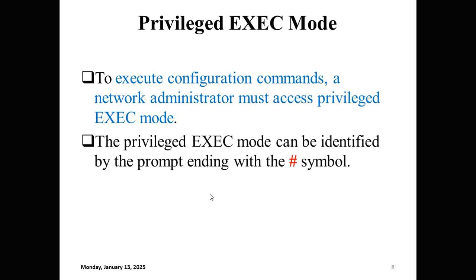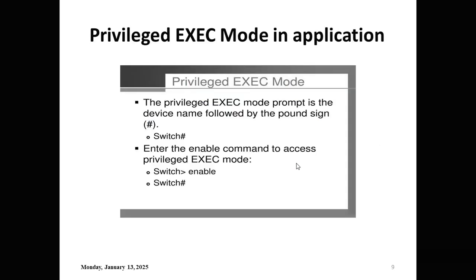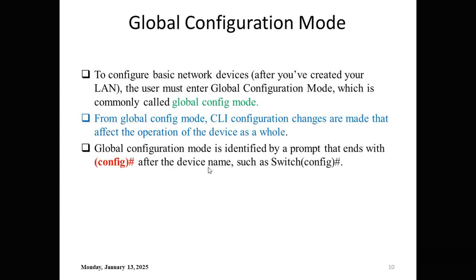Then the privilege exec mode. To execute configuration commands, a network administrator must access privilege exec mode. The privilege exec mode can be identified by the prompt ending with the pound symbol. You have a device, a switch, and this is the symbol. So how do you move from the user exec mode to the privilege exec mode? You type the word enable on your switch, then it leads you to the privilege exec mode.